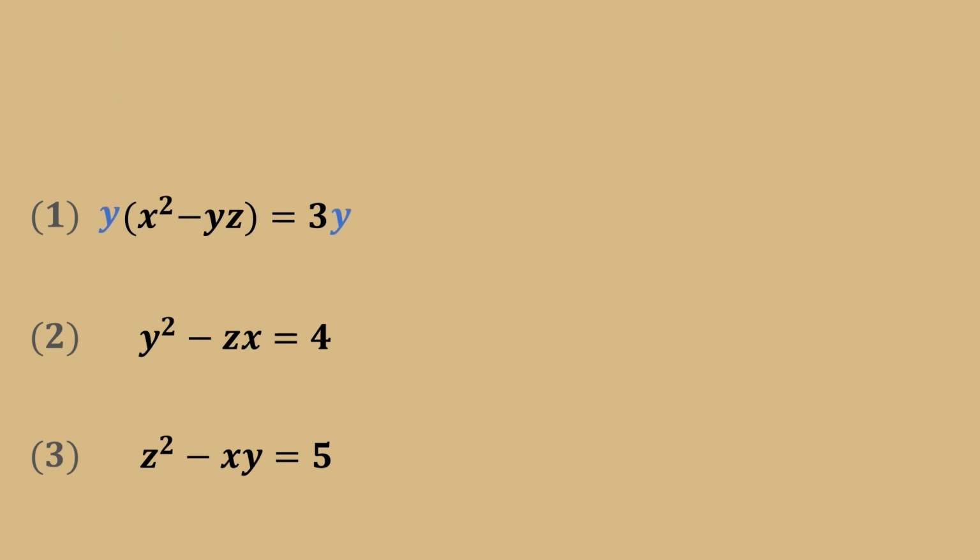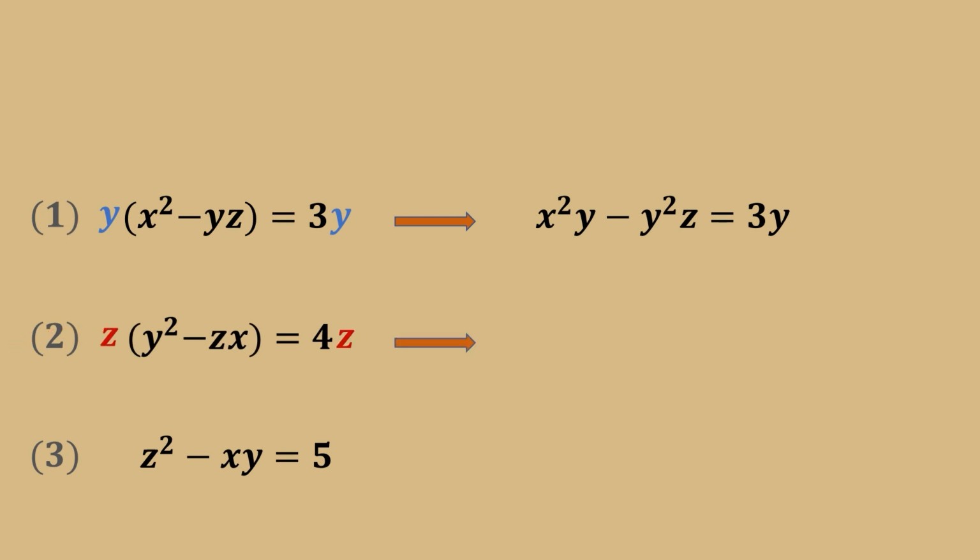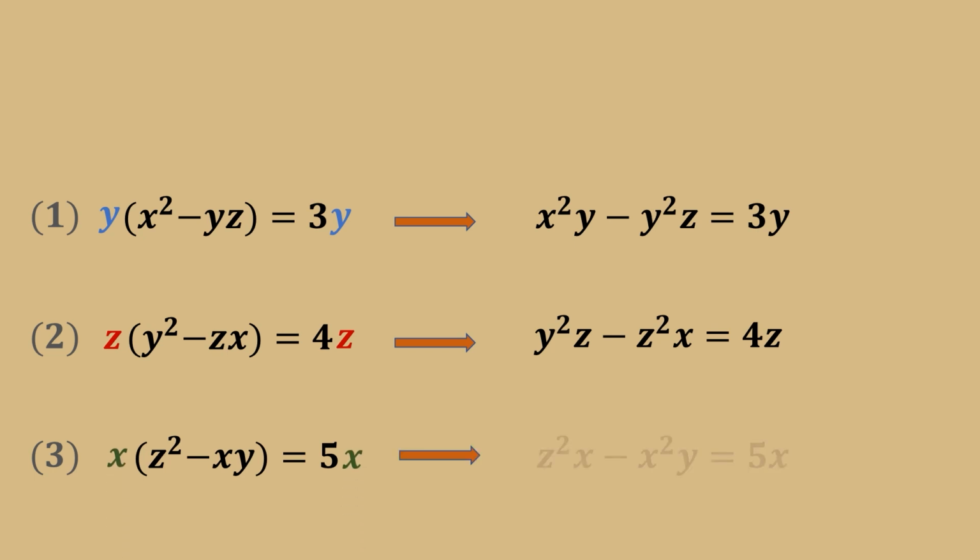First, multiply the first equation by y. This gives x squared times y minus y squared times z equals 3 times y. Next, multiply the second equation by z. This gives y squared times z minus z squared times x equals 4 times z. Finally, multiply the third equation by x. This gives z squared times x minus x squared times y equals 5 times x.